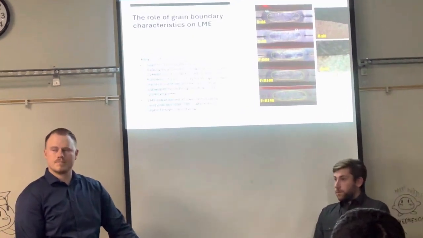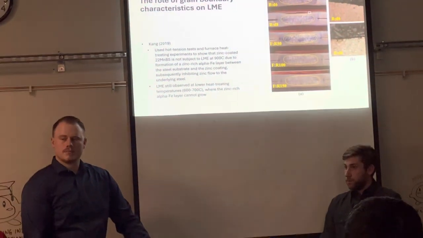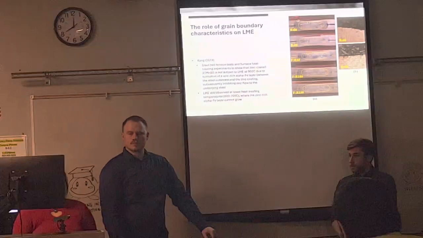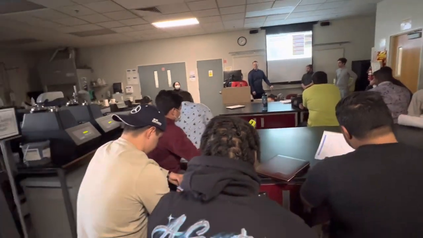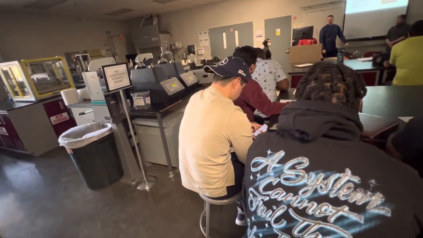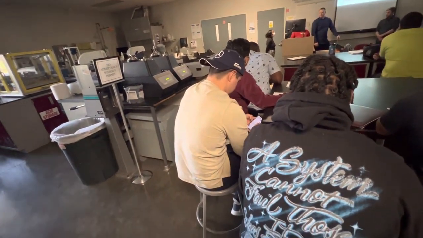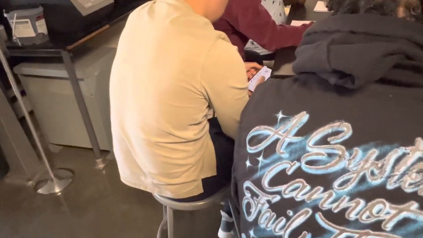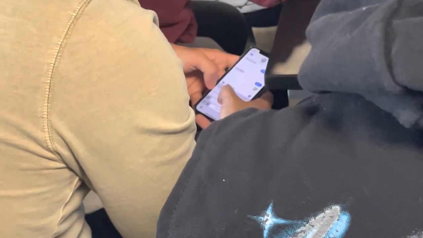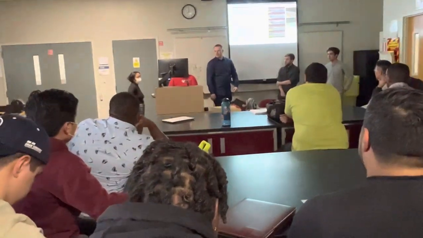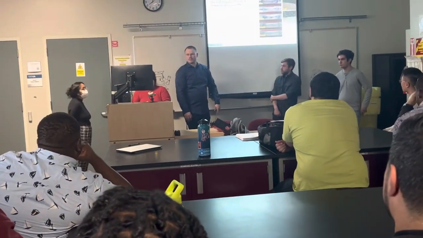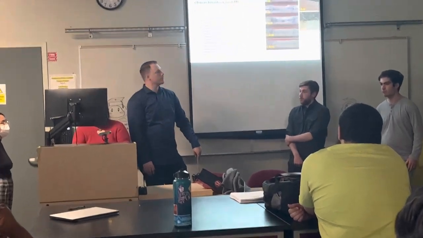This is due to the formation of a zinc-rich alpha iron layer between the steel substrate and the zinc coating itself. This forms a layer that is basically impenetrable to the zinc flow to the underlying steel. However, LME was still observed at lower heat treating temperatures, such as 600 and 700 degrees centigrade. At these temperatures, the zinc-rich alpha iron layer is not supported for growth, so it was not observed. And here you can see micro images of the LME cracks.